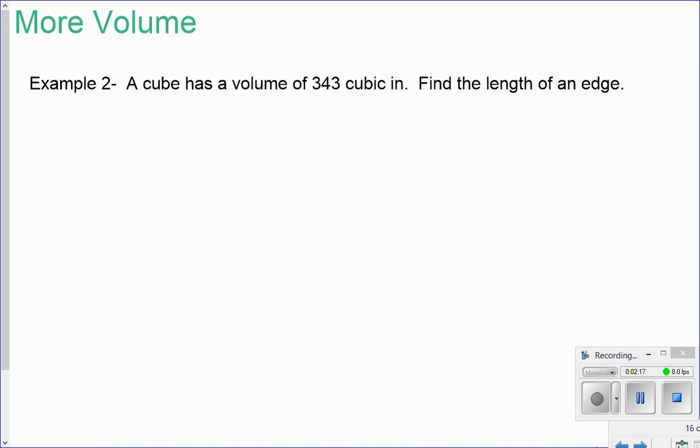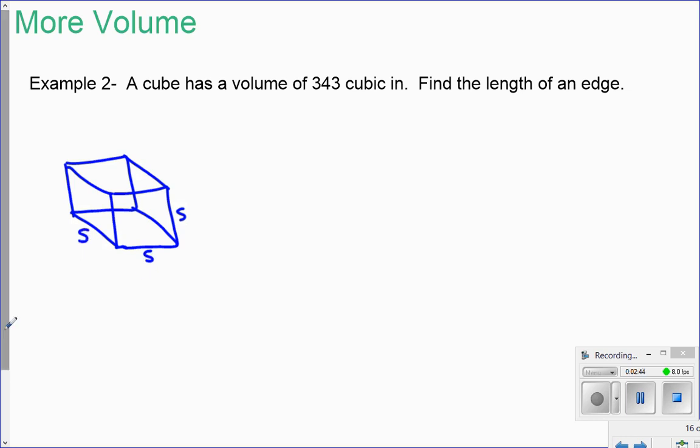So, second example, we have a cube this time, which has a volume of 343 cubic inches. We're supposed to find the length of an edge. Well, if you recall, a cube, just a real quick sketch here. We know in a cube that's a square prism, so all of the sides have the same length. So we'll just call that S. So because they're all the same length, then every single edge here is S.